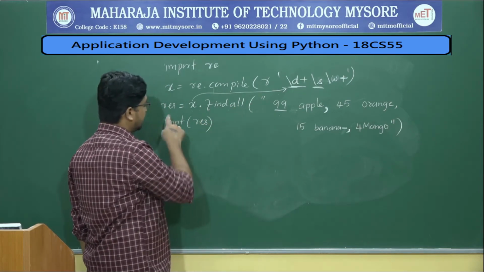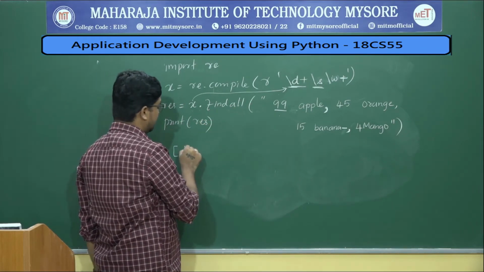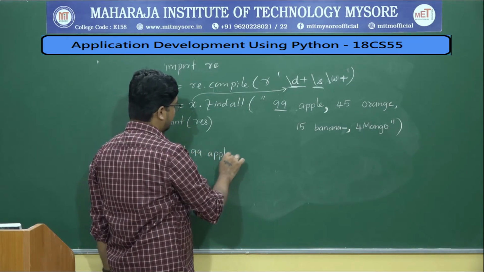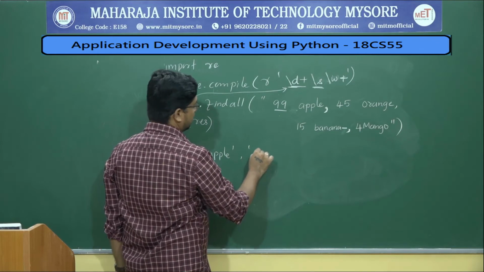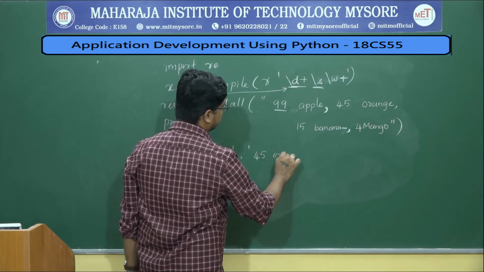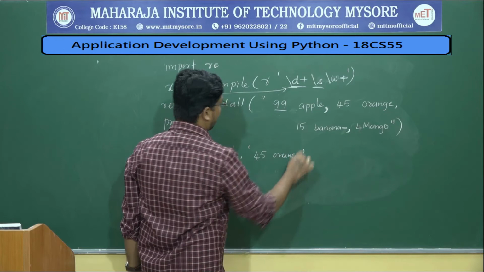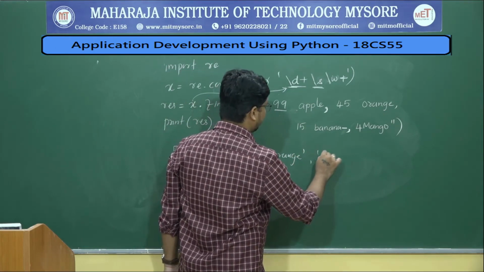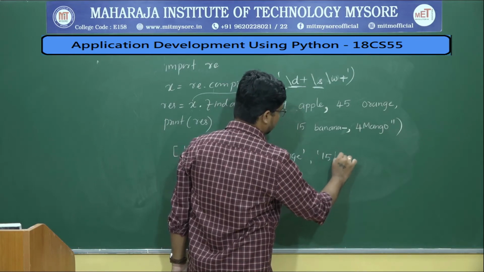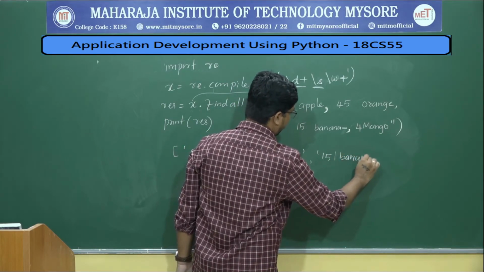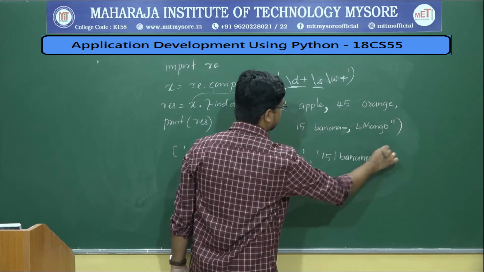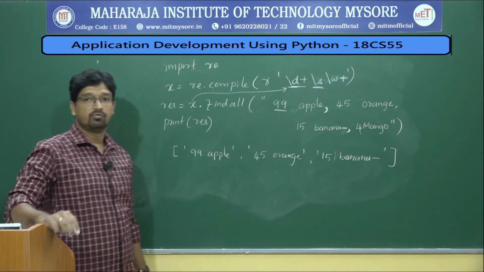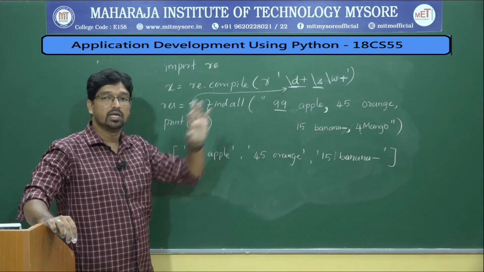Finally I am printing the result. What is the final result? The final result will be 99 apple, the first result. The second one is 45 orange. Then it is followed by 15 banana, and the underscore also matched, and 4 mangoes will not get matched, because there is no space.